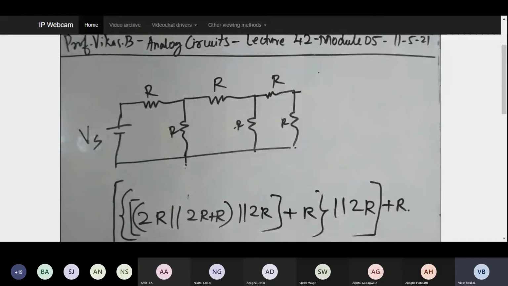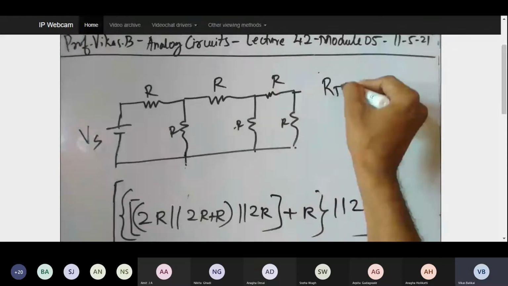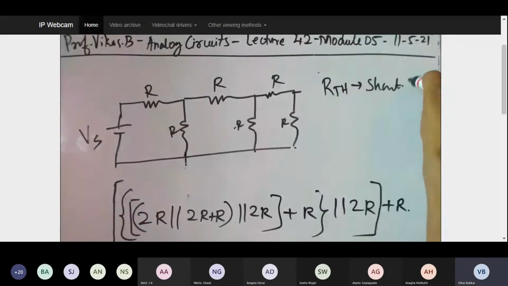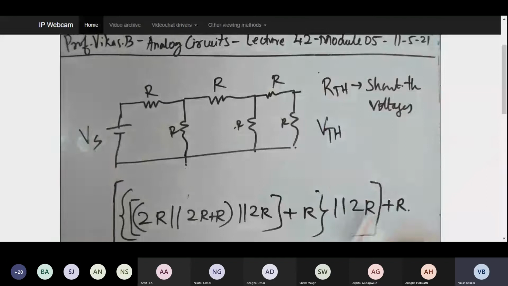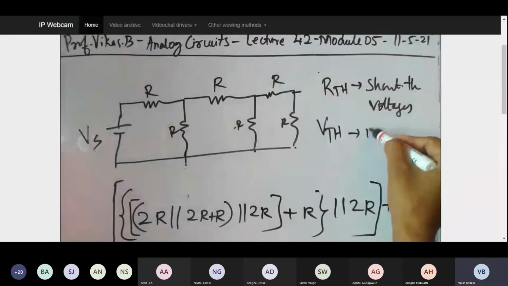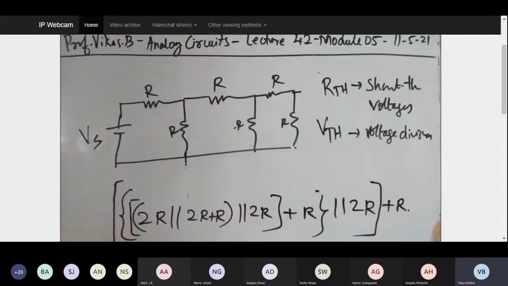Whenever you want to calculate RTH, that is Thevenin resistance, short the voltages, whatever you have. And whenever you want to calculate the Thevenin equivalent voltage, that is VTH, you apply the concept of voltage division, which we have been doing right from the beginning of this course, and I think we are well versed with this.